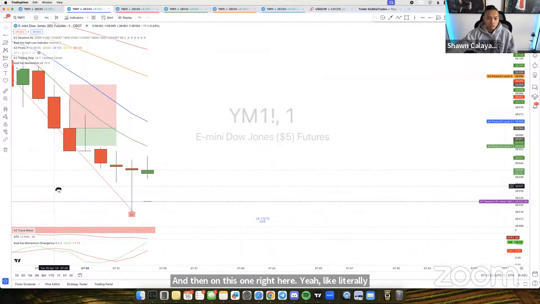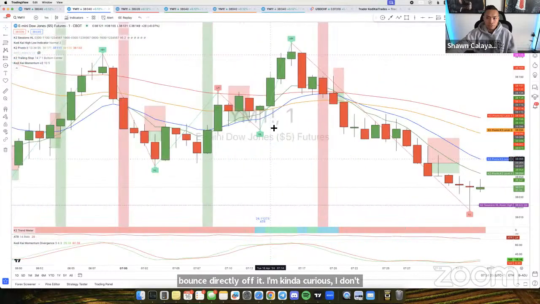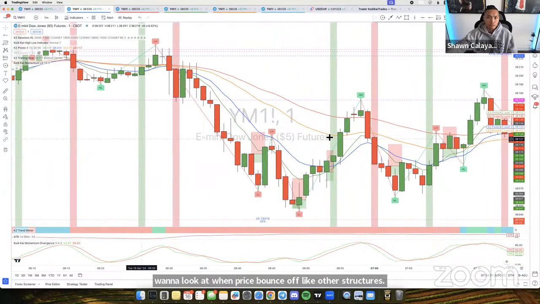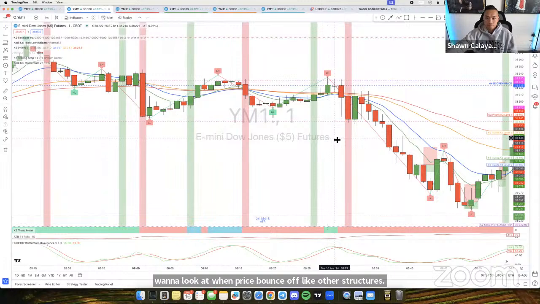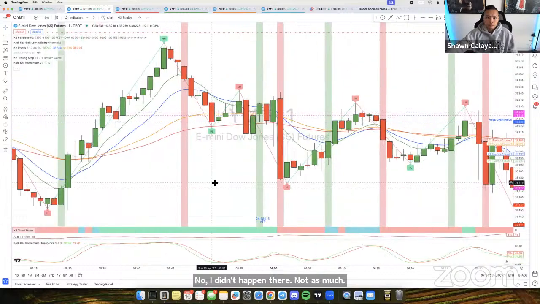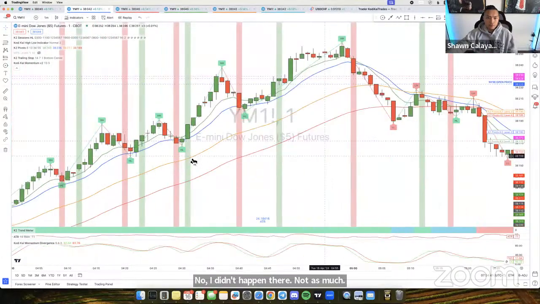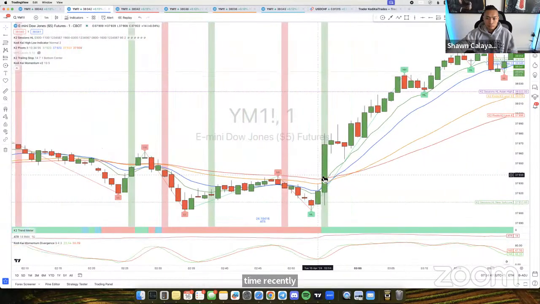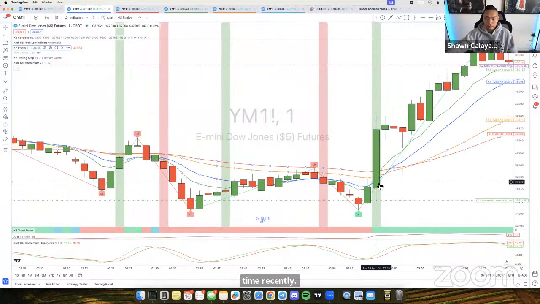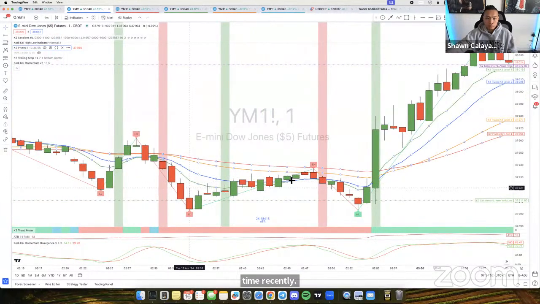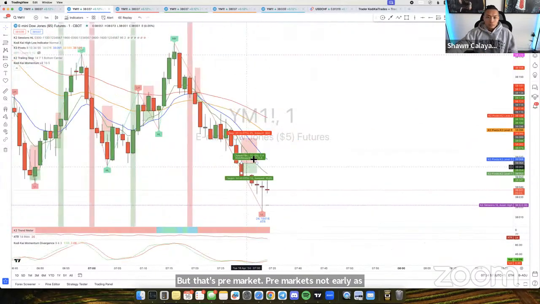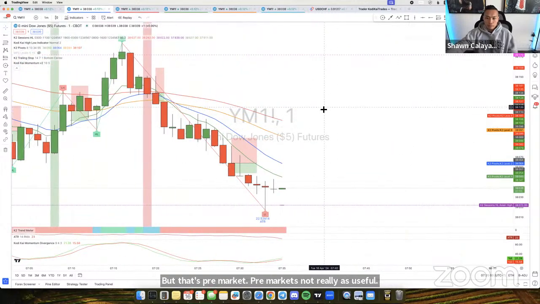I'm kind of curious now. I kind of want to look at when price bounced off other structures. No, it didn't happen there. Not as much. I don't think price hit the sessions anytime soon or anytime recently. Kind of happened right here a little bit. But that's pre-market. Pre-market's not really as useful. All right. Well, let's see what happens here if it ends up coming back below it.